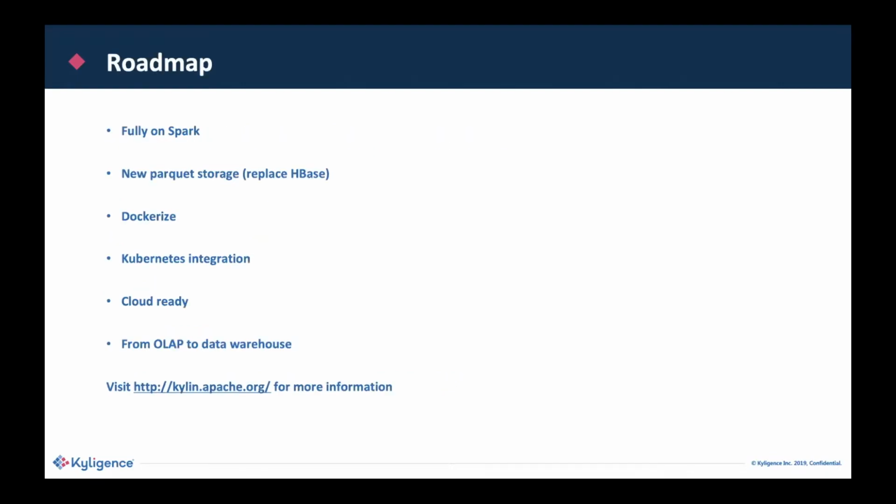At last, I'm going to briefly introduce some roadmap of Apache Kylin. These are the most important features that the community has planned in the future. First one is fully on Spark. Fully use Spark to replace MapReduce and improve the performance of cube build.